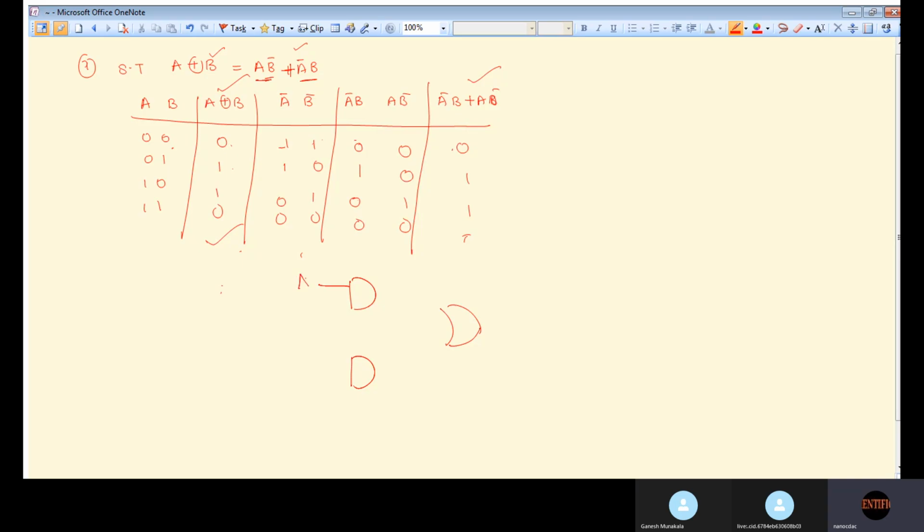Okay, so this is A and this is B bar. Okay, ఇక్కడ వచ్చేది B bar. And what is this one? This is B and this is A bar. Okay, so ఇక్కడ వచ్చేది ఏంటి మీకు? AB bar, A bar B. Okay, A bar B.